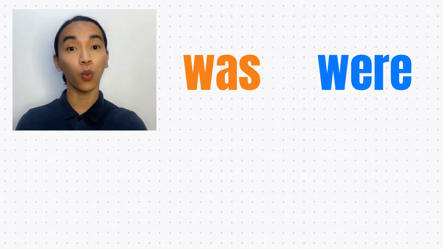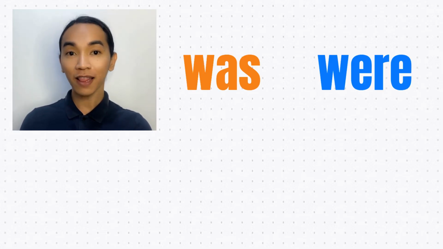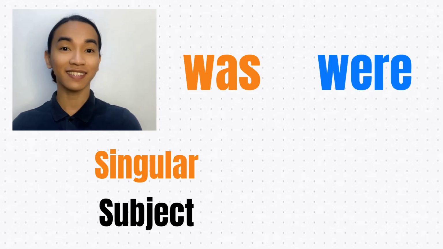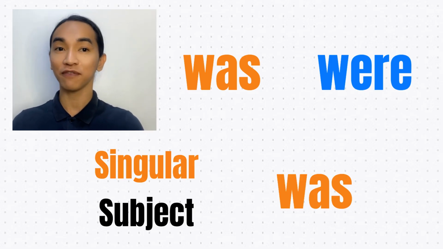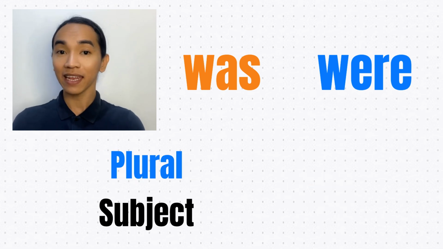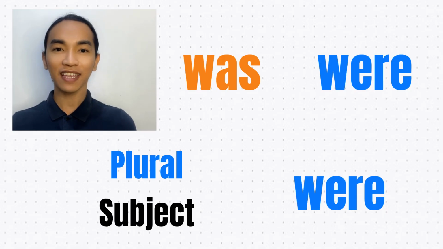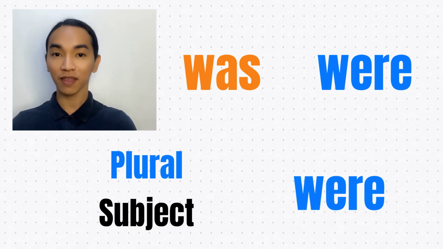So just like the present continuous tense, you have to consider what subject you are talking about for the past continuous tense. Just like it, your be verbs was and were would follow your subject. If your subject is singular, then we have to use was. And if it's plural, then you have to use were. Let's take a look at some examples with this one.